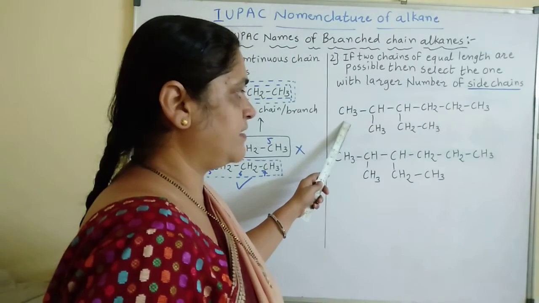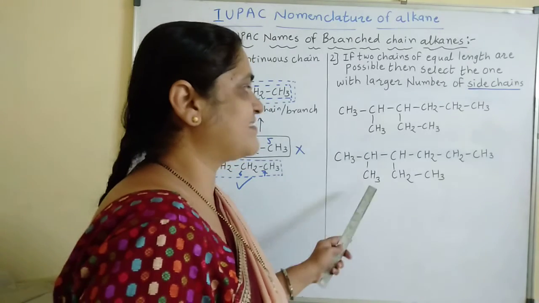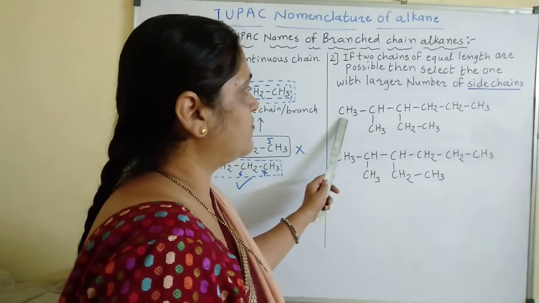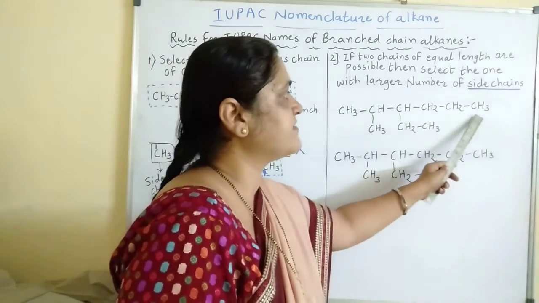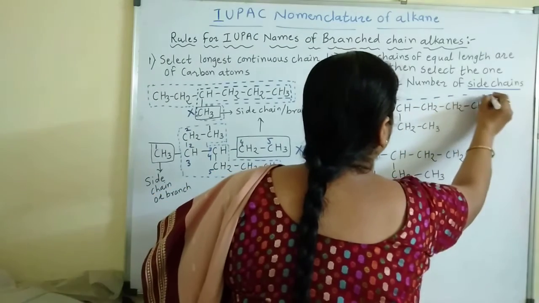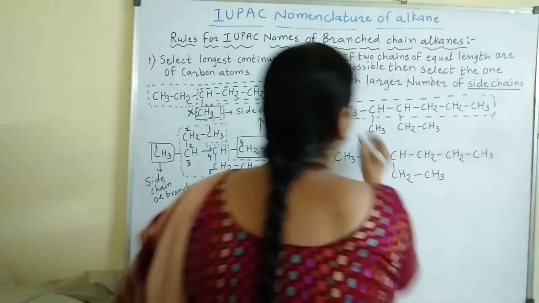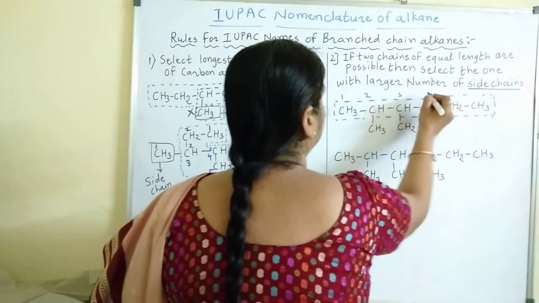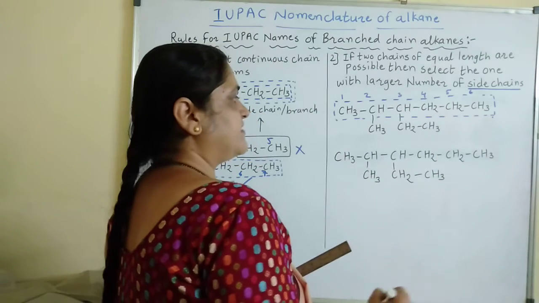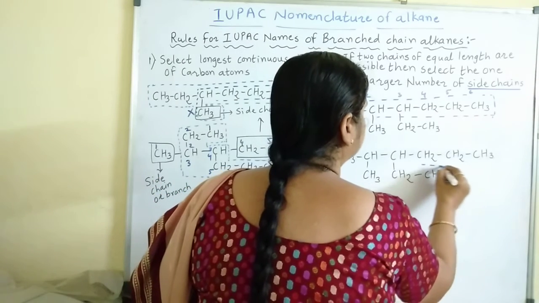I have written this example. Both the structures are the same. We will count the number of carbon atoms in both structures, although the selection pattern will be different. Here I am taking the straight one: 1, 2, 3, 4, 5 and 6. So I am going to select the straight chain here. The straight chain has 1, 2, 3, 4, 5 and 6, that is 6 carbon atoms. Now instead of the straight chain, I can select the chain from this side also. So I am going to select from this side.